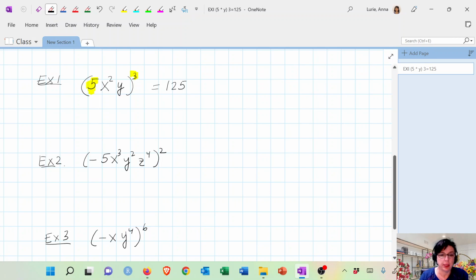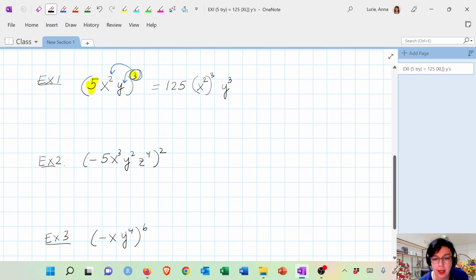The next part is you're going to start distributing that power to the terms. So this 3 right here will go over here, and it is also going to go over here. So let's take a look. You got x squared, and it's going to be raised to the power 3. And then you're also going to have y, and that's also going to be raised to the power 3. So all I'm doing is I'm taking that power that I have, and I'm distributing it to the inside.